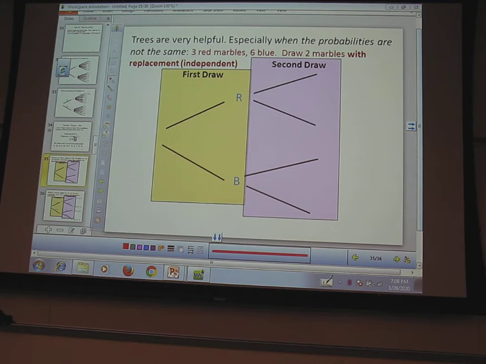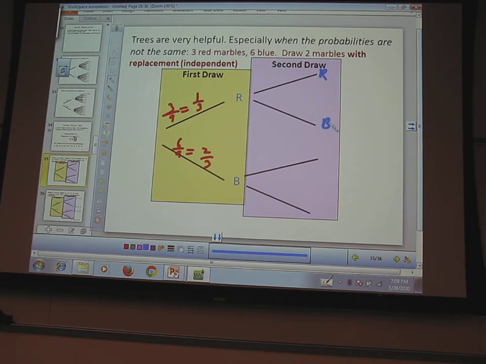3 red marbles, 6 blue marbles. What's the probability of getting a red marble? 3 out of 9. I'm going to simplify that to 1/3. What's the probability of drawing a blue marble? 6 out of 9. We'll simplify that to 2/3. Then I replace it. I put it back. If I drew a red one, what could I draw for the second draw? Red or blue? Everybody on board with that?